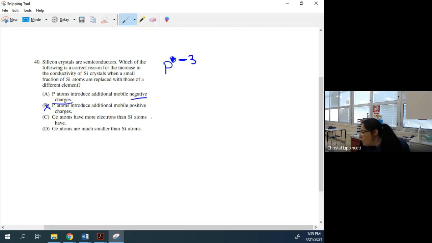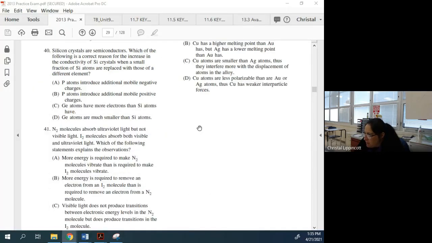GE atoms have more electrons than SI. They do, but how many valence electrons versus the other? Well, this guy is going to have 4 valence electrons, and this guy has 4, so they're pretty much equal. That's out. And GE atoms are not ever going to be smaller than SI. Why? Because as we go down the periodic table, what happens to our atomic radius? It gets bigger. So that would be out. That leaves A as our option. All right, try 41.